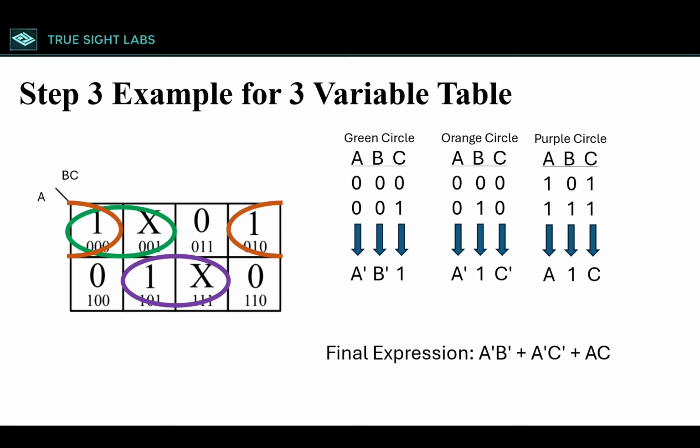For each circle, we list the input indices that are inside it. Then we look down each column. If a variable changes, we drop it. If it stays 1, we keep it. And if it stays 0, we keep it inverted.